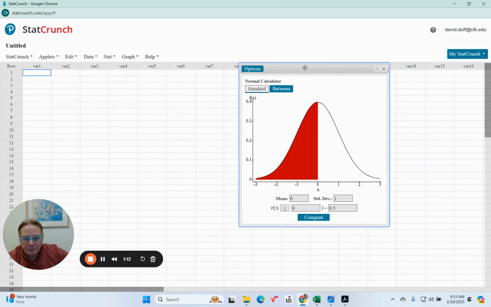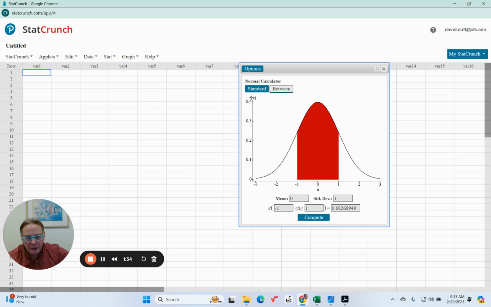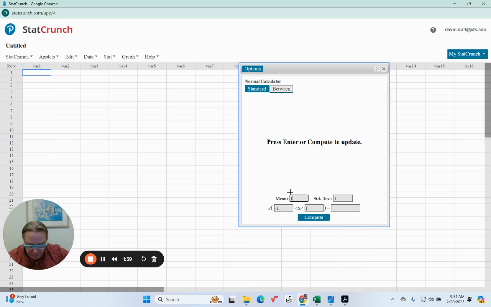So now you see up here, there's a button that's gray that says Standard, and there's a button that's blue that says Between. In this example, we're looking for values between. It's a very important skill, as you're going to see when we start talking about confidence intervals. So I'm going to click Between. Now I want to enter my mean. So I have a mean of 105. I'm going to enter my standard deviation. I have a standard deviation of 15.